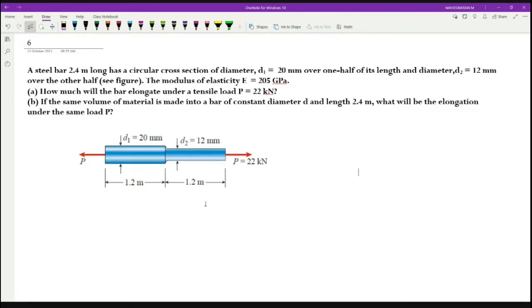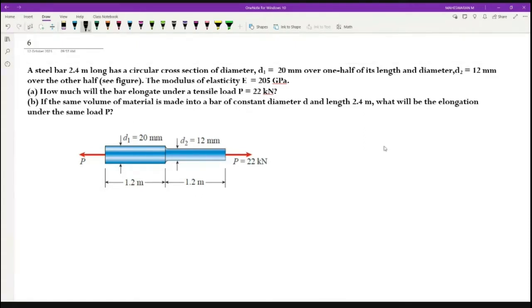Second question is, if the same volume of material is made into a bar of constant diameter d, the volume is the same, we are going to make it as a bar. Bar means a single cross section, right? What will be the elongation for the same load? That is my next question. Okay, so first we will try to solve the first part, then we will proceed.